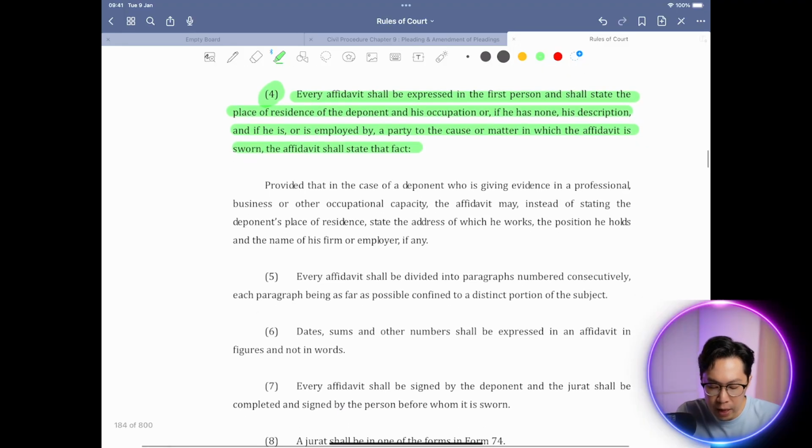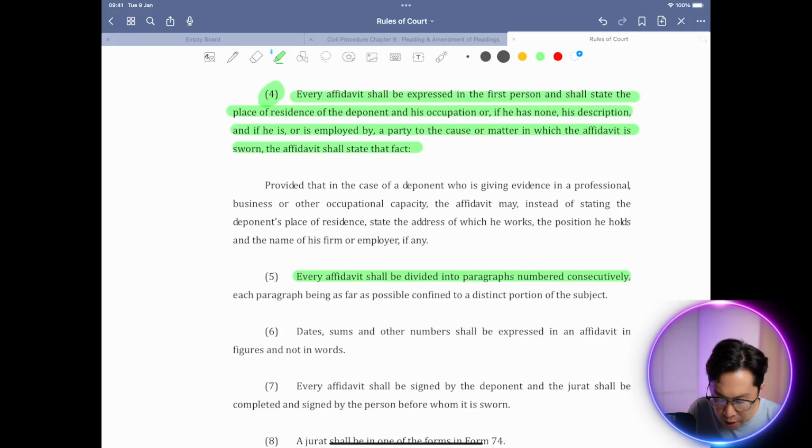Provided that in the case of a deponent who is giving evidence in a professional, business or occupational capacity, the affidavit may, instead of stating the deponent's place of residence, state the address at which he works, the position he holds, and the name of his firm or employer, if any. Every affidavit shall be divided into paragraphs numbered consecutively, each paragraph being, as far as possible, confined to a distinct portion. So that is your particular affidavit. It has to be in a particular format.